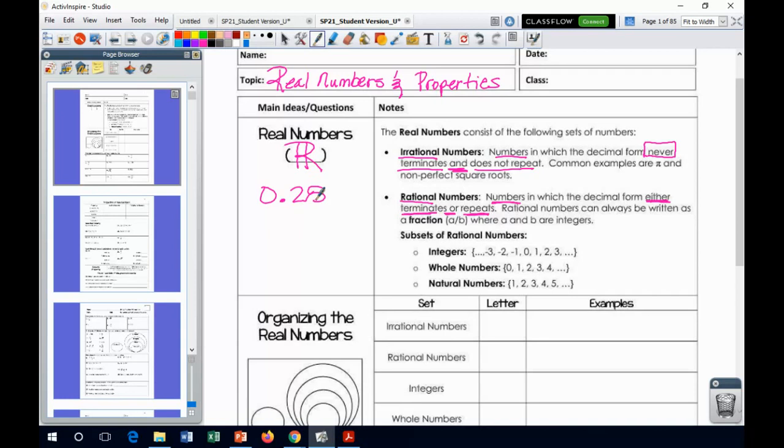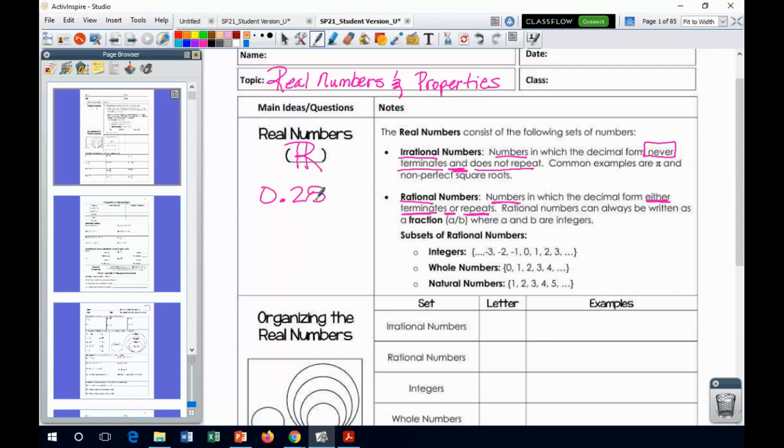So that's just like with rational and irrational numbers. "And" means that it's got to meet both conditions: it does not terminate and it does not repeat. Or it can be one or the other. So in this case, it terminates, and so that makes it a rational number.